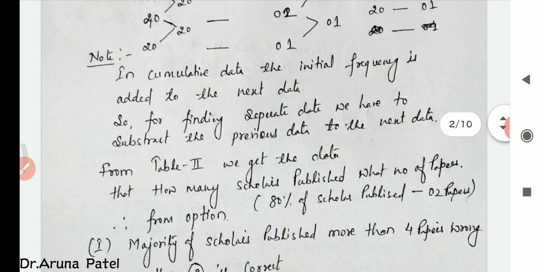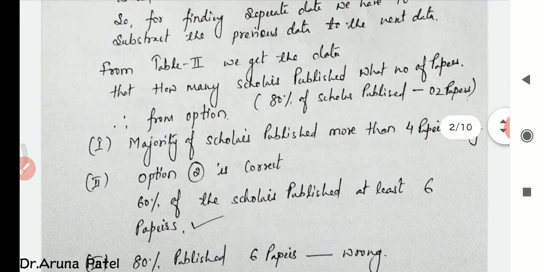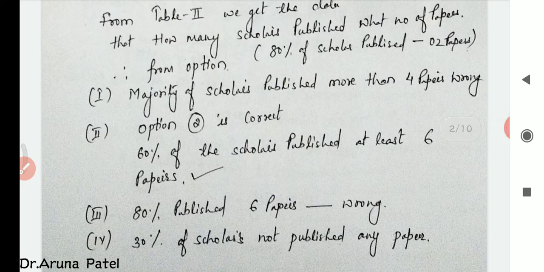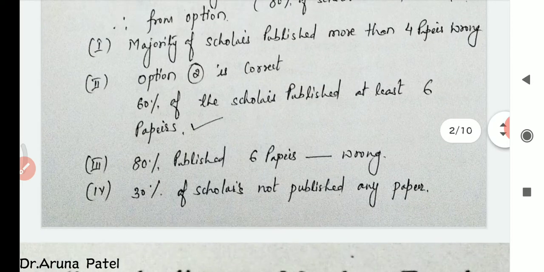So you know here that 80% of scholars published 02 papers. From the first option, majority of scholars published more than four papers. This statement is wrong. Option 2, 60% of the scholars published at least 6 papers, is correct. Option 3, 80% of scholars published 6 papers, is wrong. Here nearly 80% published 2 papers. So this statement is wrong.